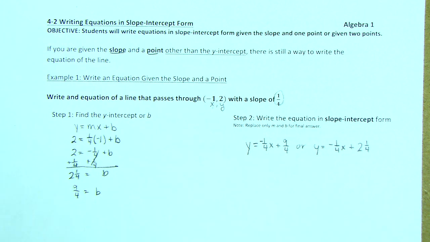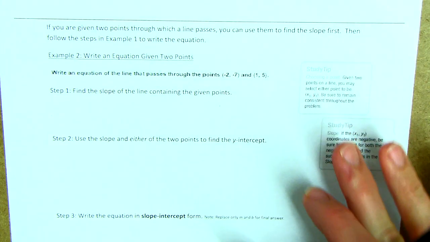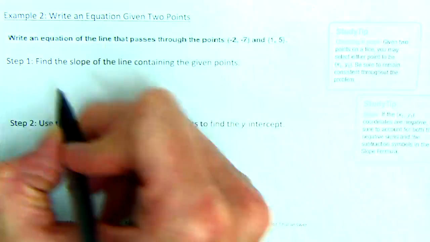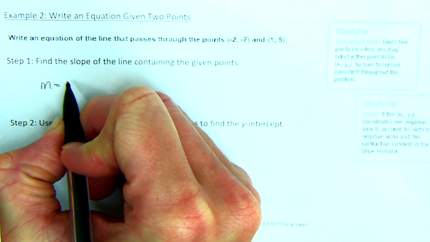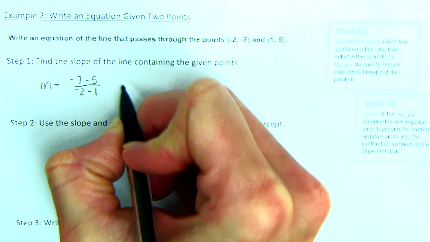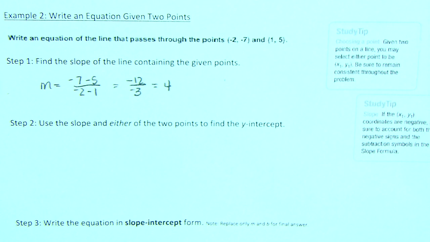Okay, that's if you're given the slope and one other point. Obviously, if you're given the y-intercept, you just plug it in for b. Okay, so let's move on. In example 2, they don't give you the slope, all right, but what they do give you is 2 points. So a couple more steps, actually just one. First, you have to find the slope. So using your slope formula, the slope is going to be -7 minus 5 over -2 minus 1, which is -12 over -3, and that reduces to a +4, so very nice.